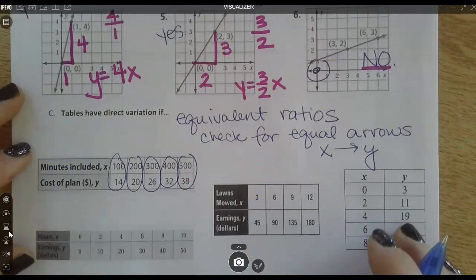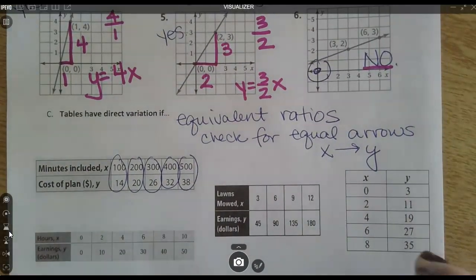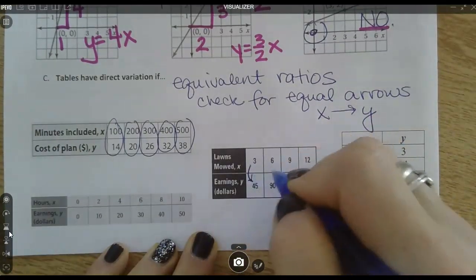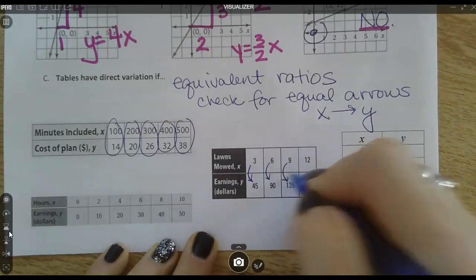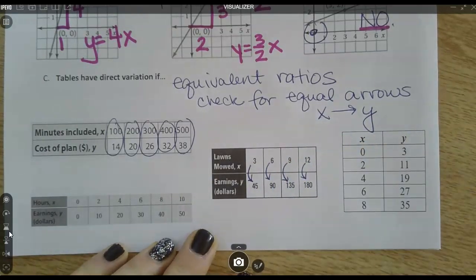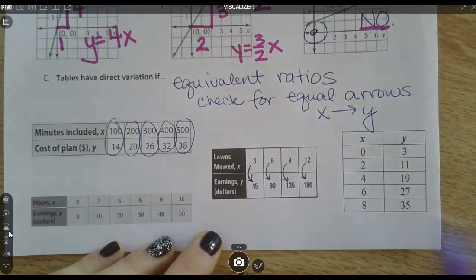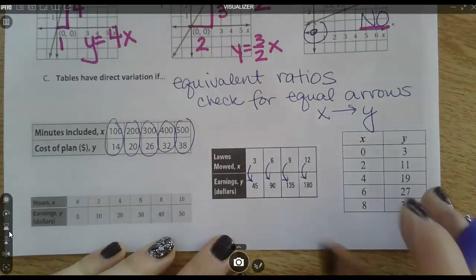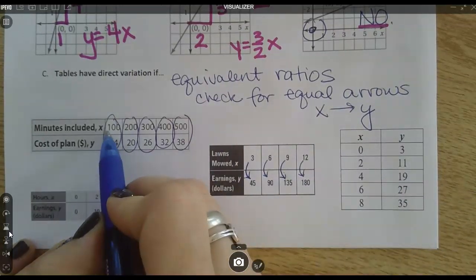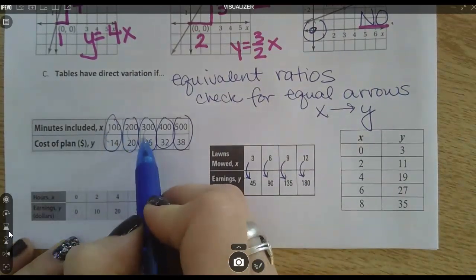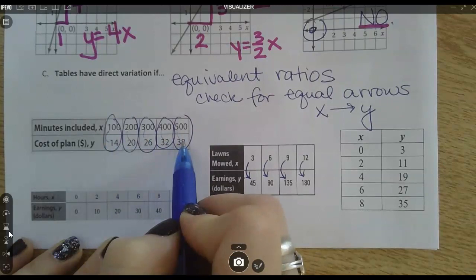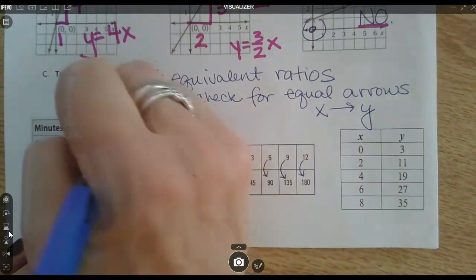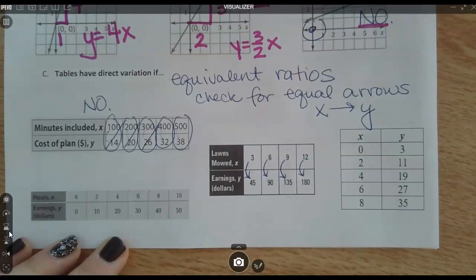So for example, if you notice on this bottom one that this is times 15, times 15, times 15, times 15. That's one way I could check it. And if those arrows all match, then it's going to be direct variation. Okay? If I check this one, check the ratios or divide, look for those arrows, we can see that these are not all proportional, so it's not direct variation.